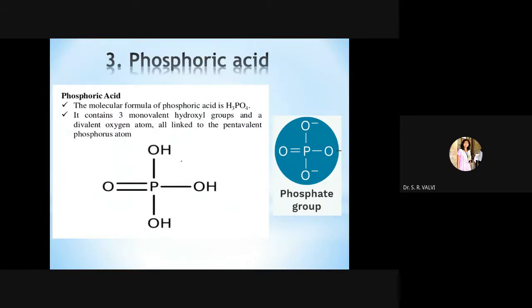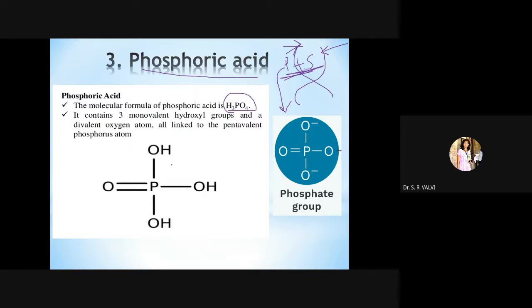Now, next is the phosphate group. Where does this phosphate group arise from? We always say that the backbone is made up of phosphate and sugar. These are the bones which are made up of phosphate and sugar. This phosphate group comes from phosphoric acid. The molecular formula of phosphoric acid is H3PO4.